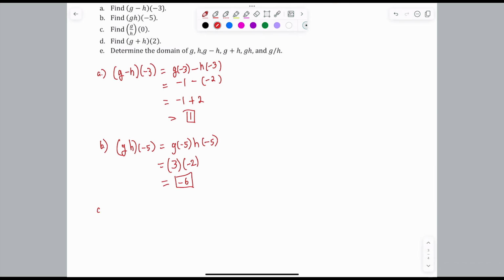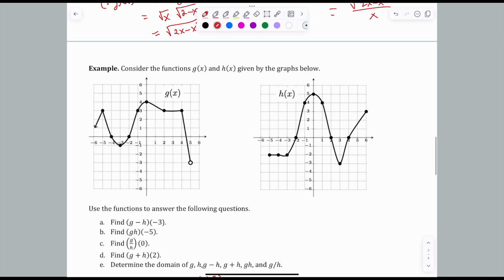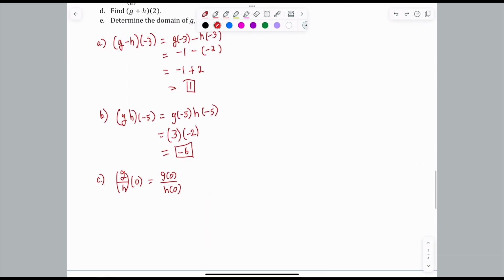All right, part C. We're asked to find g over h of 0. So we have g of 0 over h of 0. For g of 0, we can see this ordered pair here gives us a y value of +4, excuse me. And h of 0 would give us a y value of 5. So what do we have? We have 4 over 5.